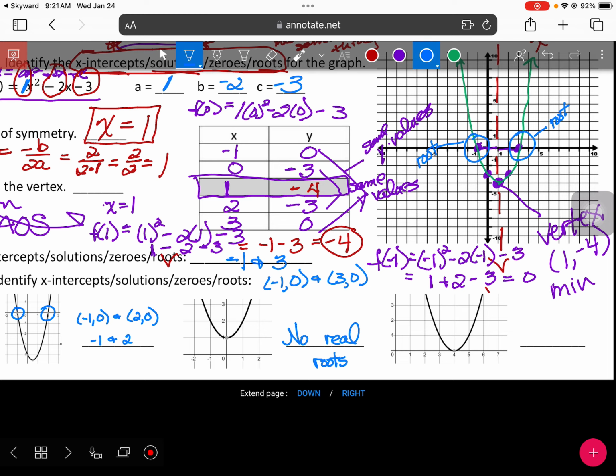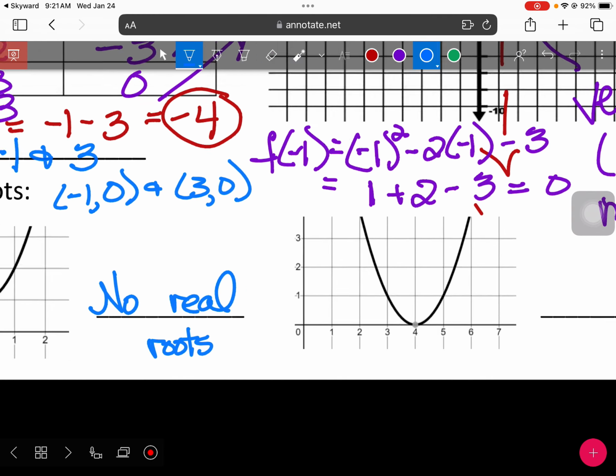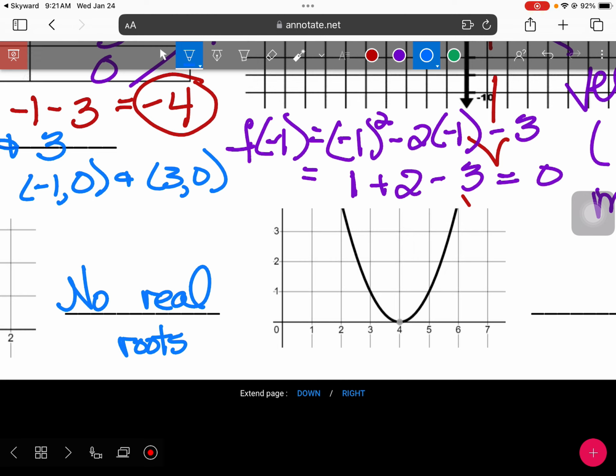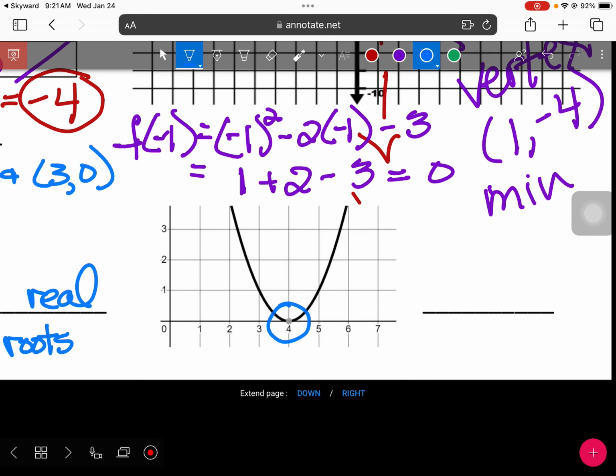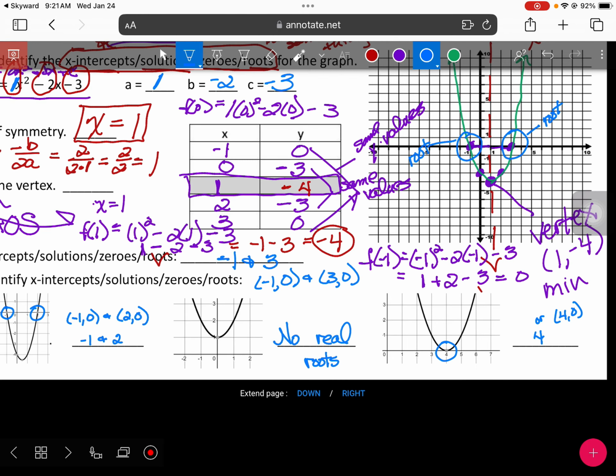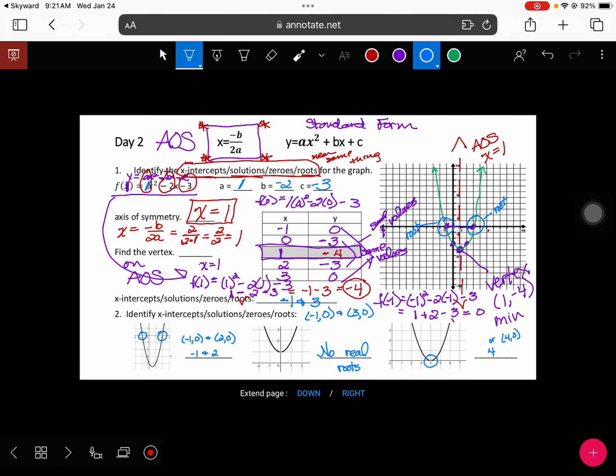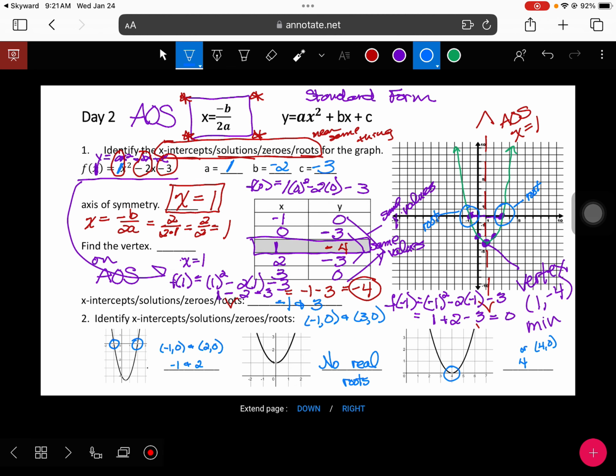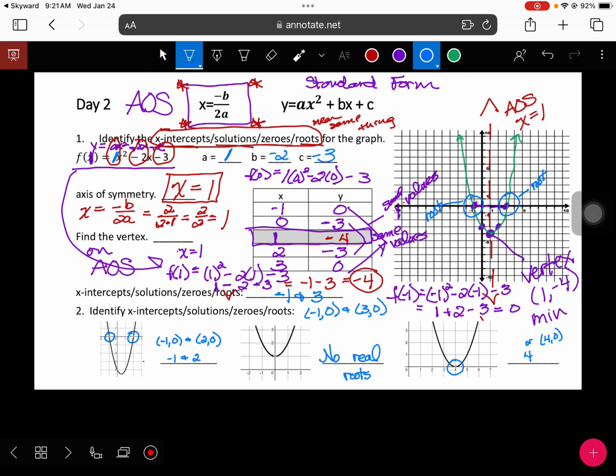The last one. How many times does it cross? Where does it cross the x-axis? Right there. And what is that x-intercept? 4. Or you could say 4, 0. So number 2 was a lot easier than problem 1, wasn't it? Yeah. Any questions about problem 2?